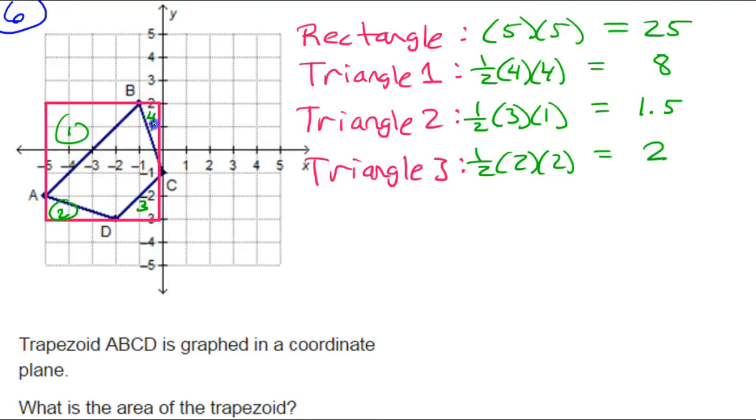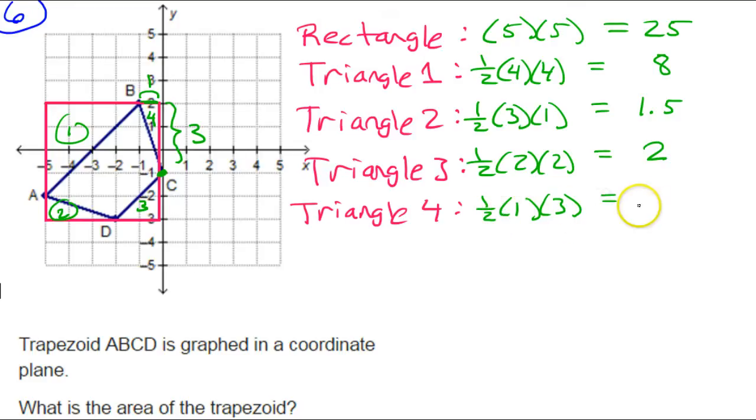Okay, so here comes triangle 4. Alright, now the height of triangle 4 is 3. The base of triangle 4 is 1. Alright, 3 and 1. So 1/2 base times height, so that's 1/2 times 1 times 3. Again, 1 times 3 is 3. Half of 3 is 1.5.